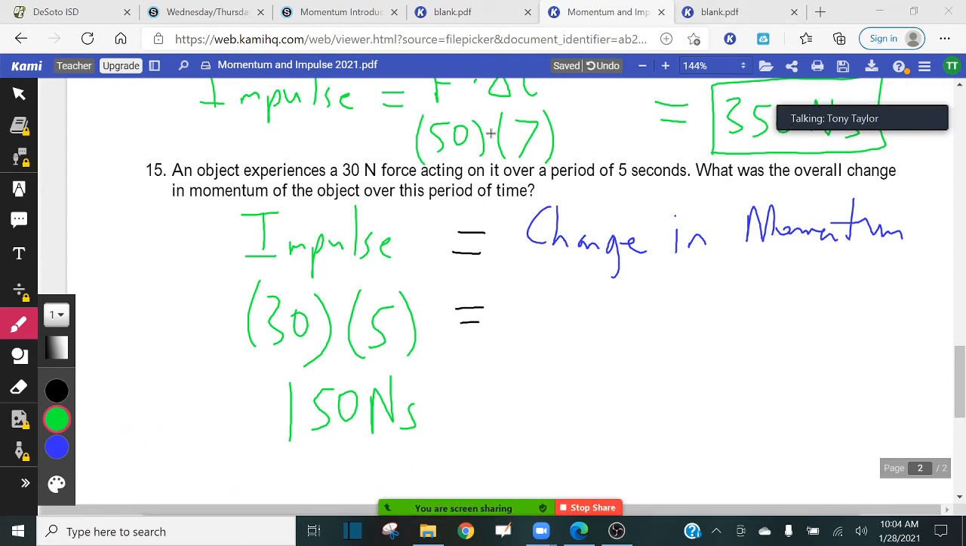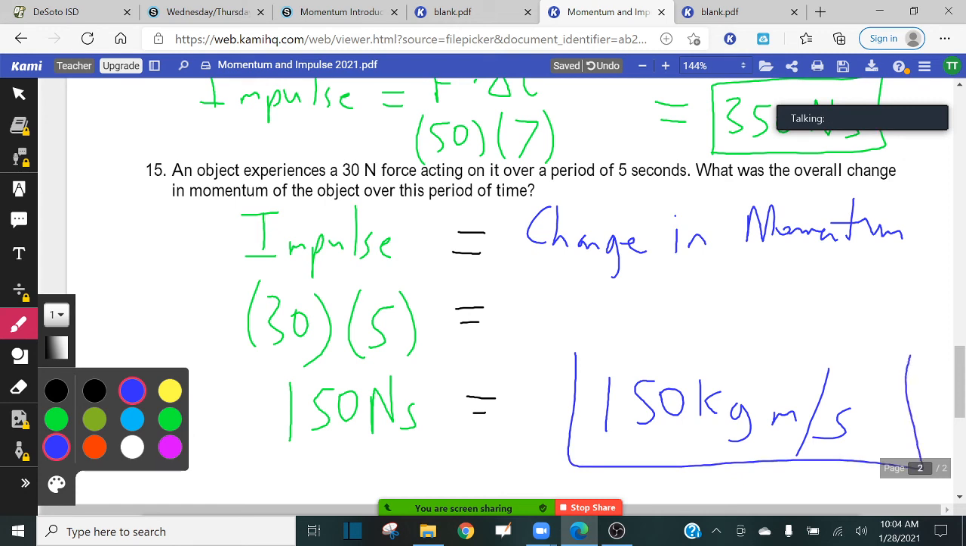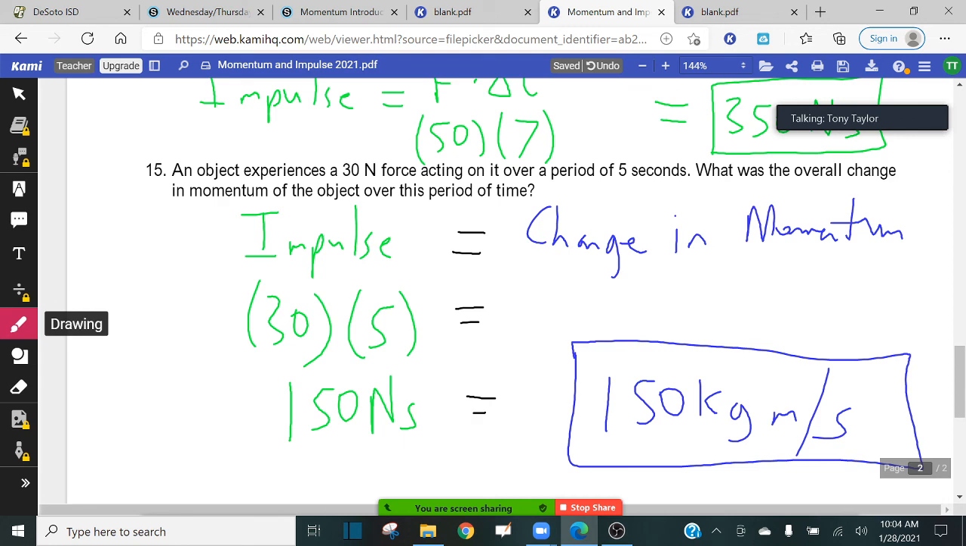But it says, what is the overall change in momentum over this period of time? Well, it's easy. If the impulse is 150 Newton seconds, that means that must be the value for the change in momentum. The change in momentum better be 150 kilogram meters per second. So that is our change. That is the magnitude of our change in momentum. It is 150. Okay. Any questions there?